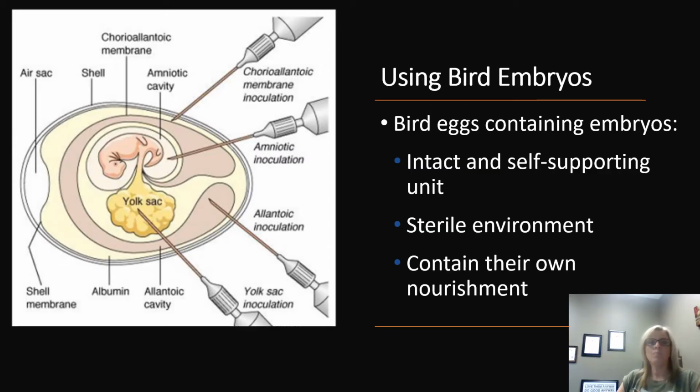All right, bird embryos. So chicken, duck, turkey eggs, these are the most common choices of bird embryos to inoculate. Viruses are going to be injected through the eggshell by drilling a small hole or making a small window. These are really handy because they're intact and self-supporting. It's a pretty sterile environment, and they also contain their own source of nourishment. So this is a really handy method.